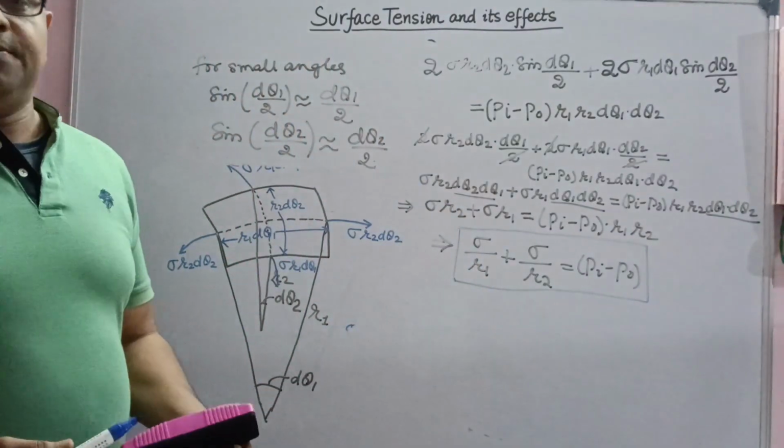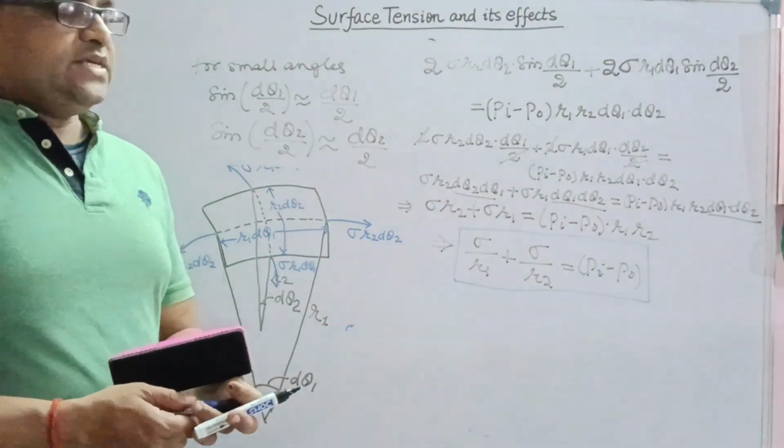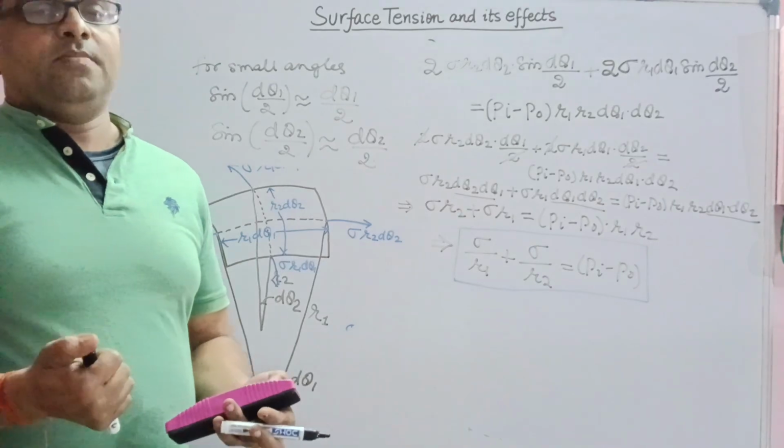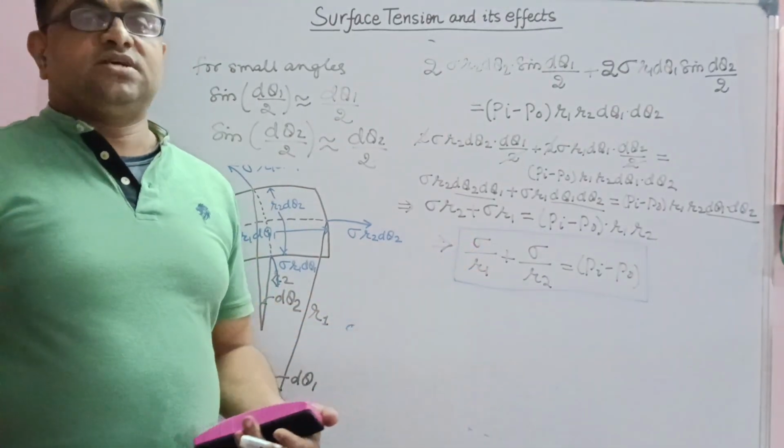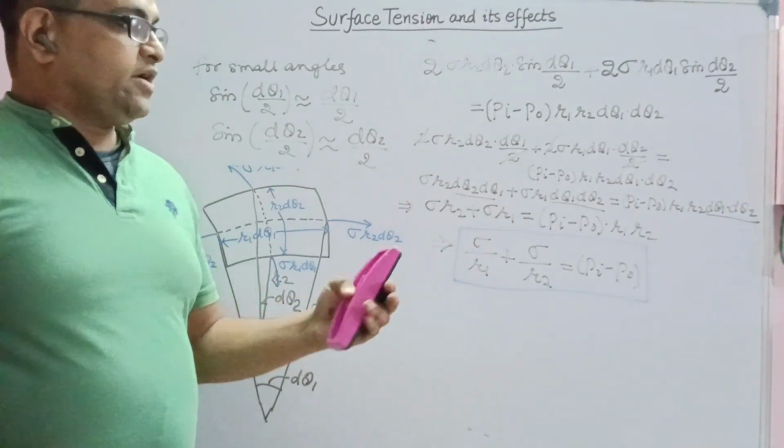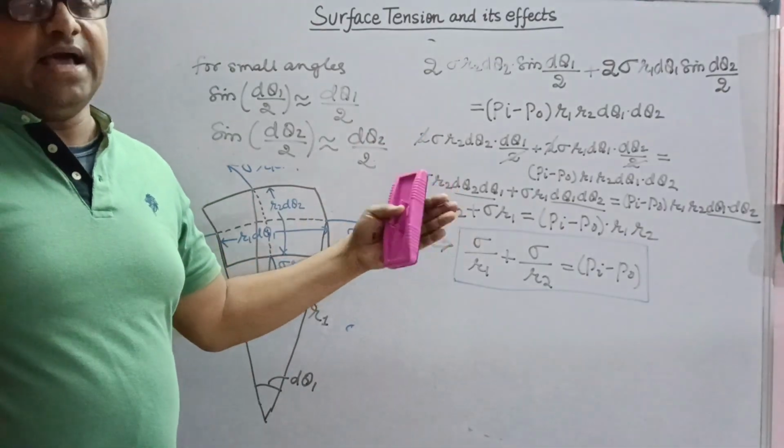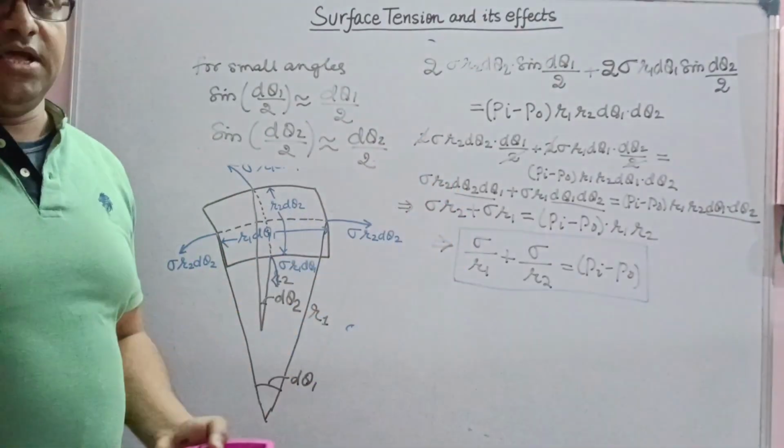So the difference in pressure Pi minus P naught can be expressed as sigma upon R1 plus sigma upon R2, where sigma is the surface tension of the liquid which is in contact with any specified fluid, be it a gas or any other immiscible liquid.